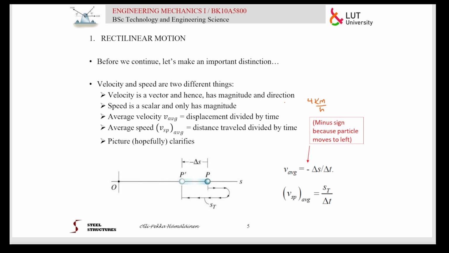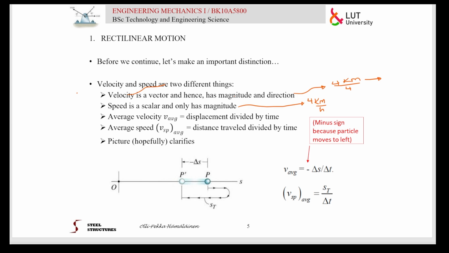But also, this is the speed of a car, but I could also say that the velocity of the car might be 4 kilometers per hour at a certain direction. Then what's the difference between speed and velocity?